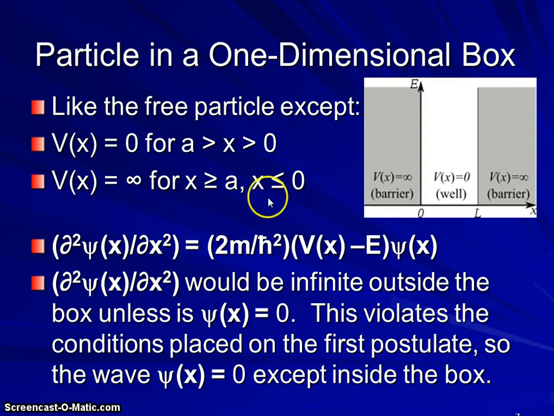And realize that the second derivative would be infinite outside of the box because V would be infinite. And so E would never be large enough to be smaller than infinity when we subtract from V. And that means that we would violate the conditions of the first postulate. The only time that wouldn't be true is if the wave function is zero. So the first postulate's conditions force us to call the wave function zero to the left of the box and to the right of the box. So the wave function is going to be zero everywhere except inside of the box.